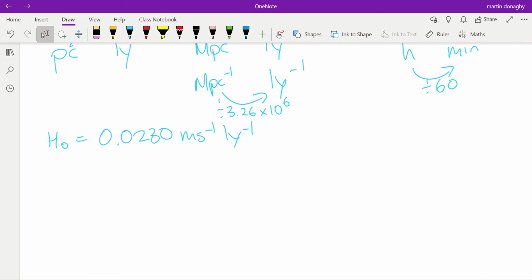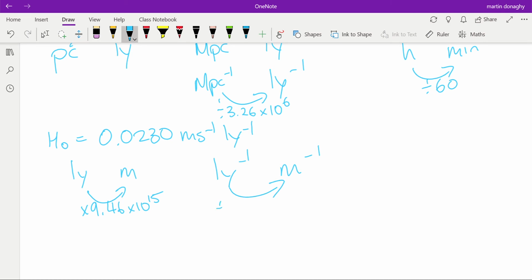Then once again, we're told that to get from light year into meters, you multiply by 9.46 by 10 to the 15. Therefore, to get from per light year to per meter, we have to divide by 9.46 by 10 to the 15, which gives us H naught as equaling 2.43 by 10 to the minus 18 meters per second per meter, and the per meter and the meter cancel out. So our answer is 2.43 by 10 to the minus 18.